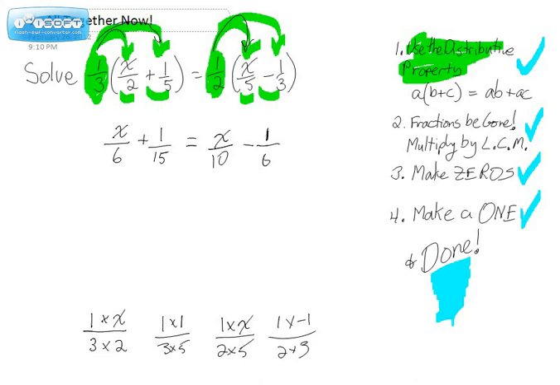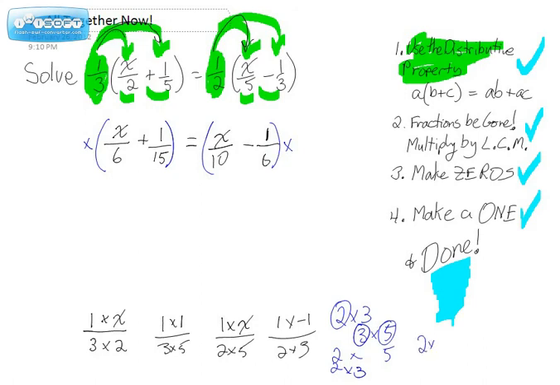Now what I have to do is get rid of the fractions by multiplying through by the lowest common multiple of these numbers. Well, let's look at them. 6 is 2 times 3. 15 is 3 times 5. 10 is 2 times 5. And 6 is also 2 times 3. Well, in order to find the lowest common multiple, I just need to go 2 times 3 times 5. It's 30. That's how you do it. So I'm going to multiply through by 30 on both sides.